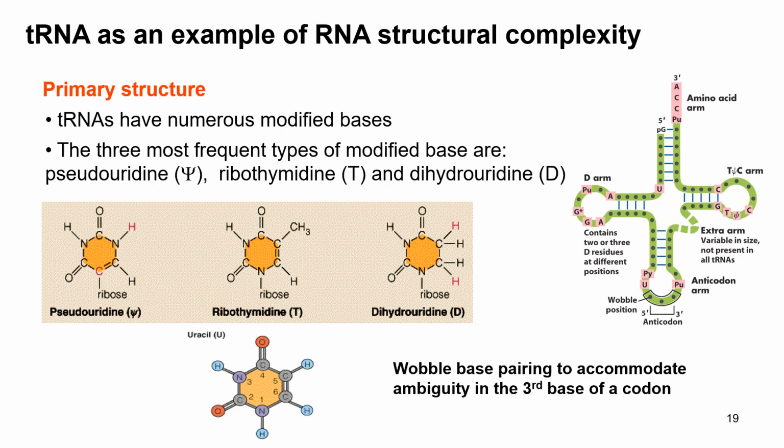tRNAs have many modified bases, with the three most common ones being pseudouridine, ribothymidine, and dihydrouridine. These unusual bases are important because they can have wobble-based pairing to hydrogen bond to different nucleotides. We know that one amino acid can have different codons, but the sequence in the last nucleotide is variable. So having these unusual bases in the tRNA allows the anticodon to bind well to the different codons.